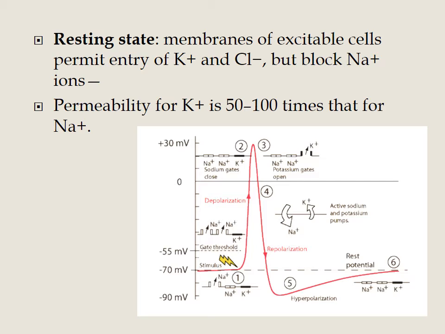The sodium gates open, Na plus ions are pulled in and K plus ions are pulled out, and that process is called depolarization. After it reaches 0 volt, the sodium gates are closed, then comes the peak overshoot, and then the repolarization process starts. The potassium gates are open, with the active sodium and potassium pumps. Na plus ions are pulled in, K plus ions are pulled out. The process is called repolarization.